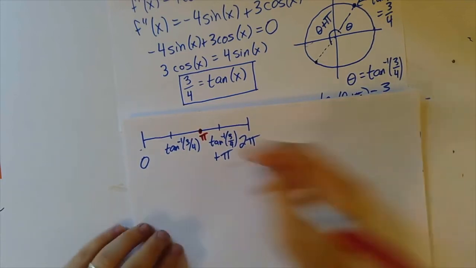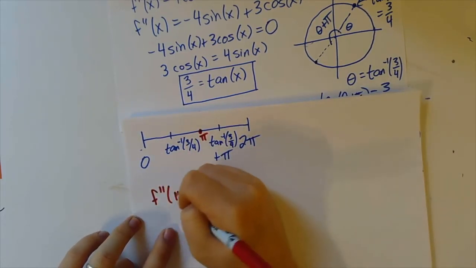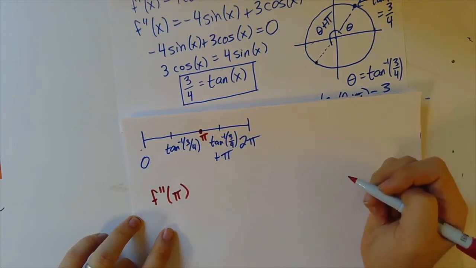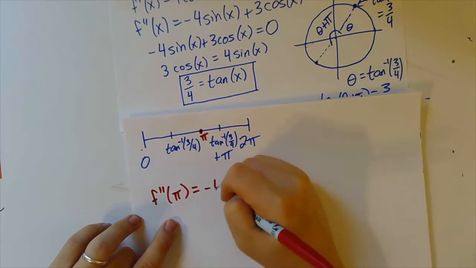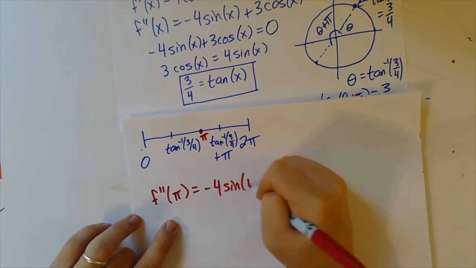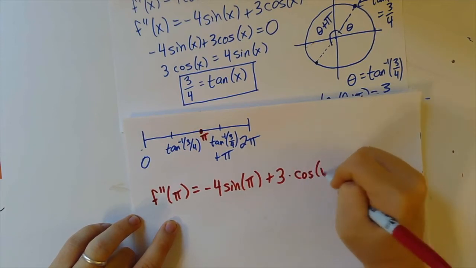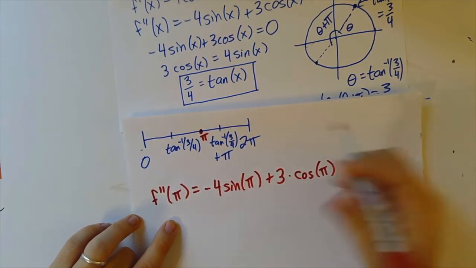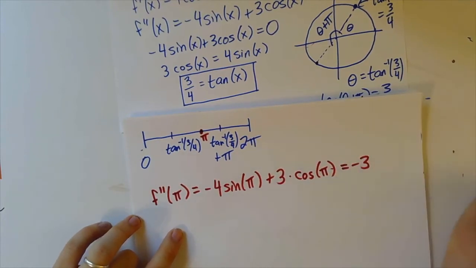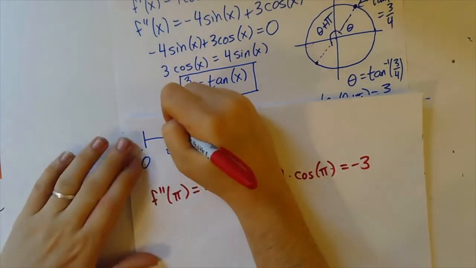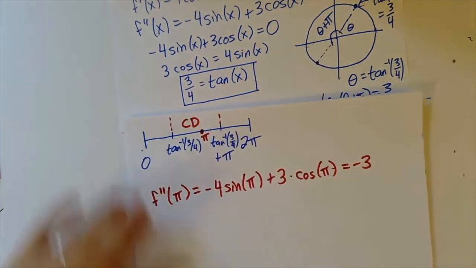Okay, so what do I do to figure out whether it's concave up or concave down at pi? Well, I take the second derivative and I evaluate it at pi. And the second derivative at pi is going to be minus 4 times the sine of pi plus 3 times the cosine of pi. And the cosine of pi is minus 1. The sine of pi is 0, so this is minus 3. Okay. And so that says that on this interval, the function is concave down.